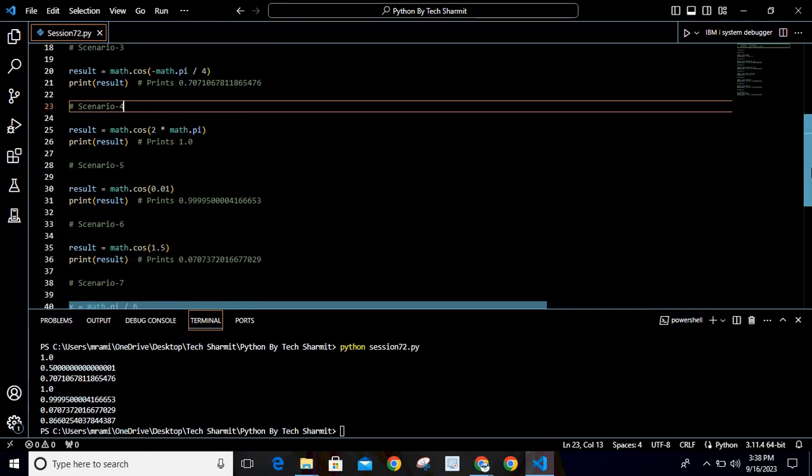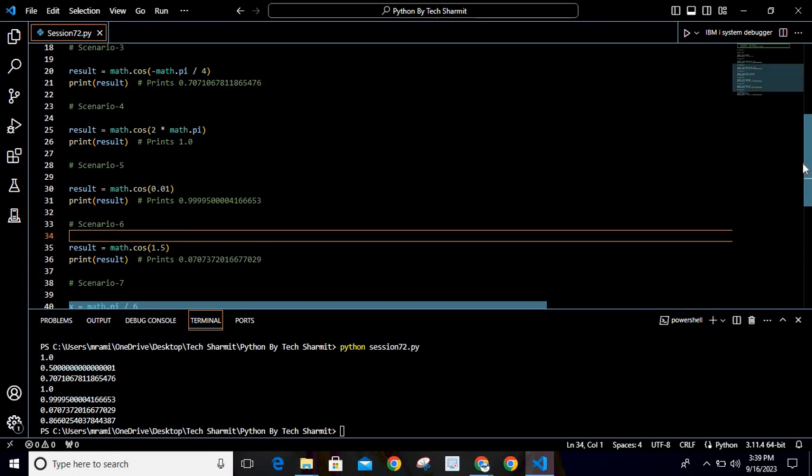Now look at the fourth scenario. In the fourth scenario, we are passing the value math.pi divided by 2 as an argument. Firstly it will calculate the math.pi value, then divide it by 2, and then we get the output as the equivalent value of 1.0. So it prints the value as 1.0.